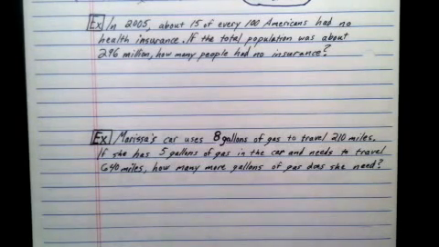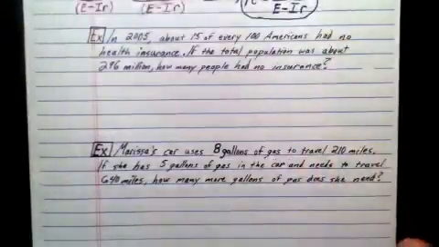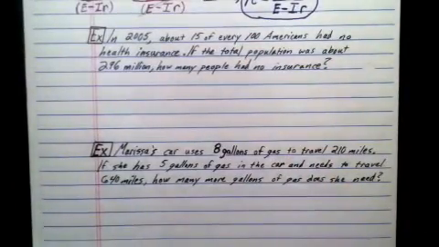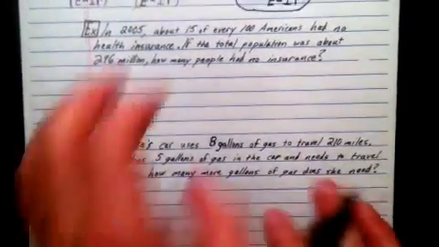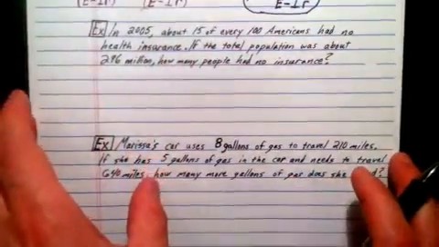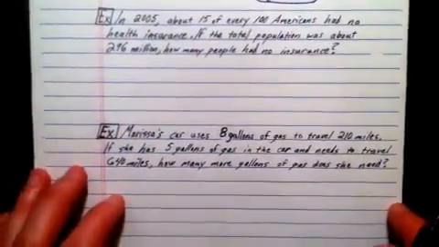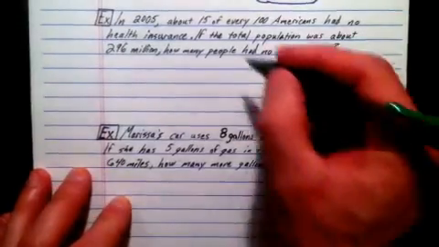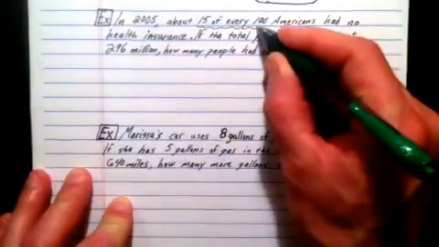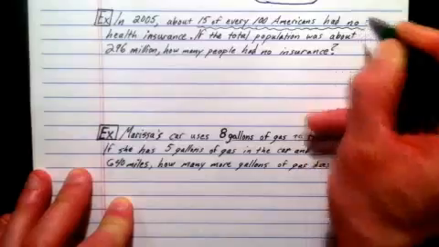So a couple ways to do these, but I think the easiest way, this is just a straight proportion problem. Okay? So it's like if they sampled 100 people, back in 2005, about 15 out of every 100 would have no insurance. So 15 out of every 100 Americans had no health insurance, that is.